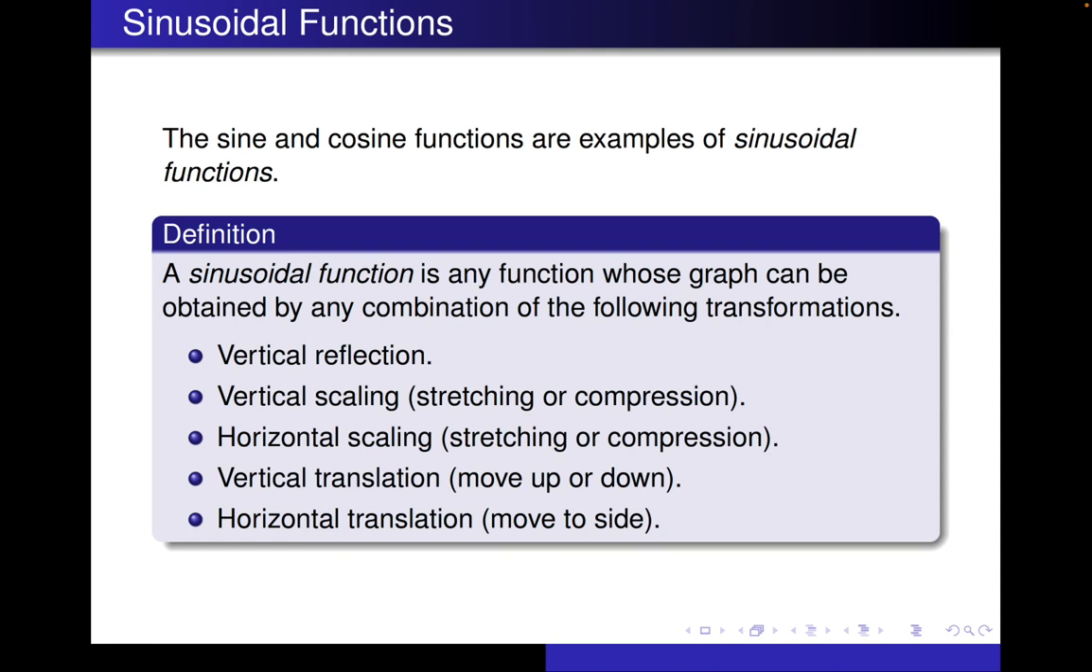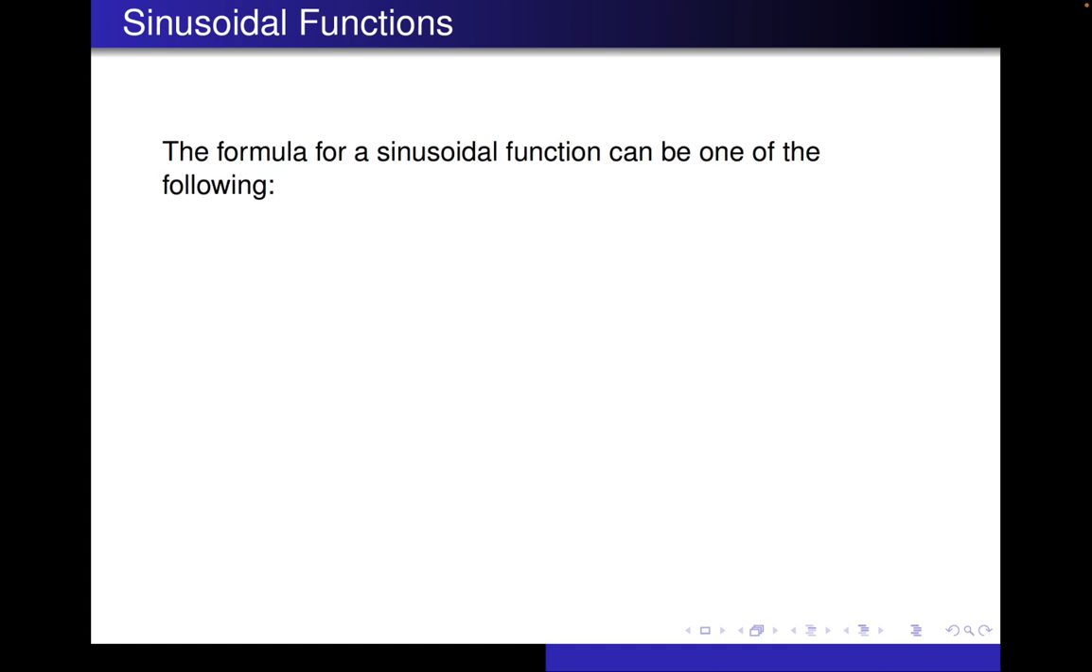So you're doing these transformations on either the sine or cosine functions. So that means the formula for a sinusoidal function can be one of the following. Well, let's actually go through the process of doing those transformations. We're going to start with either sine of x or cosine of x. We'll do sine of x, but if you do the exact same thing to cosine of x, that will also give you a sinusoidal function.